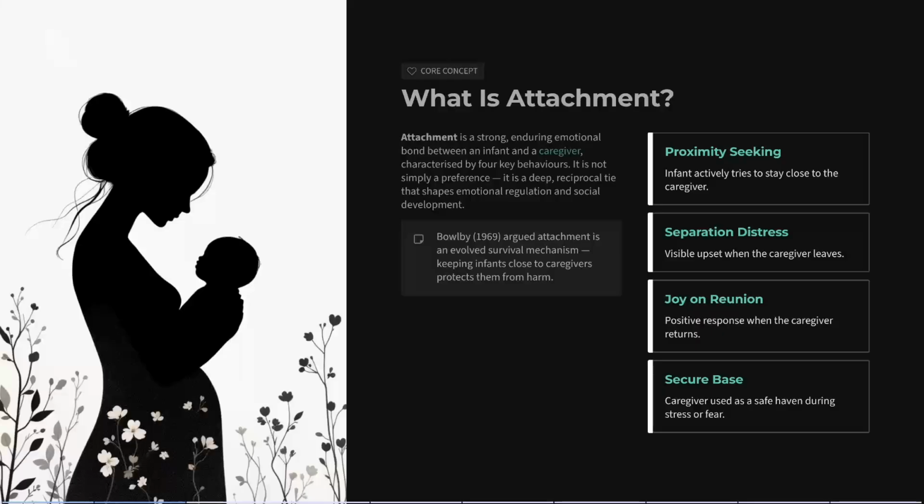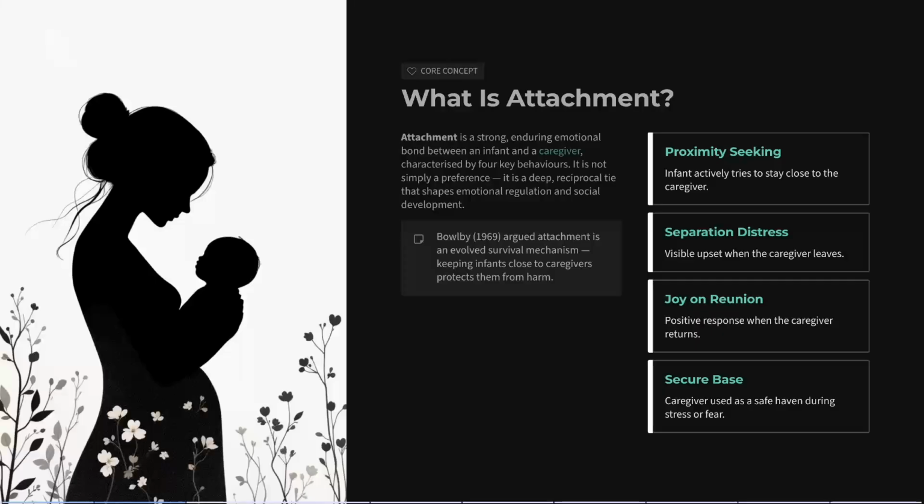Here I've included Bowlby's key claim, and it's worth spending a moment just on that. John Bowlby argued in 1969 that attachment is an evolved survival mechanism. Keeping infants physically close to caregivers protects them from predators and environmental dangers. In evolutionary terms, infants who formed strong attachments to caregivers were more likely to survive.